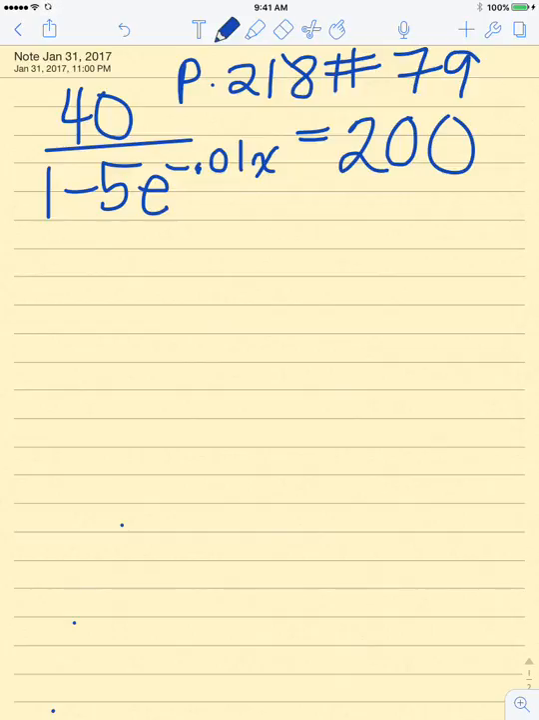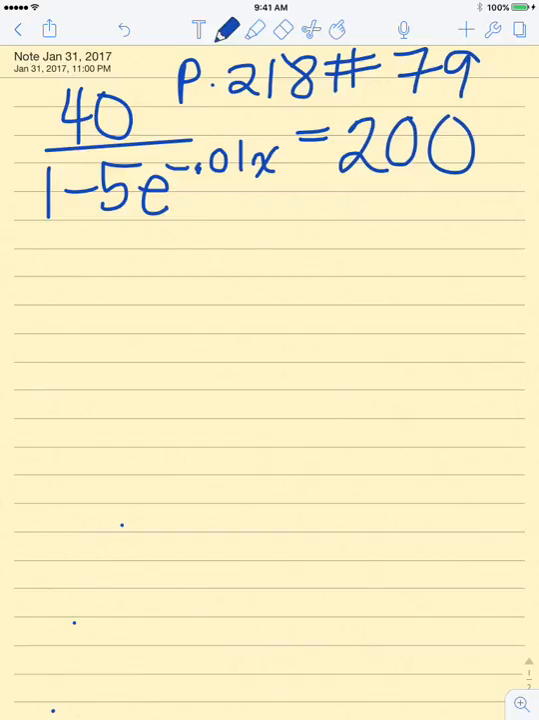Okay, we are going to do number 79 on page 218. So let me see here. Just make sure you guys can hear me. Okay, so for this one, we want to solve for x. So we want to get everything around x out of there. We want to isolate x just like we would do in Algebra 1.